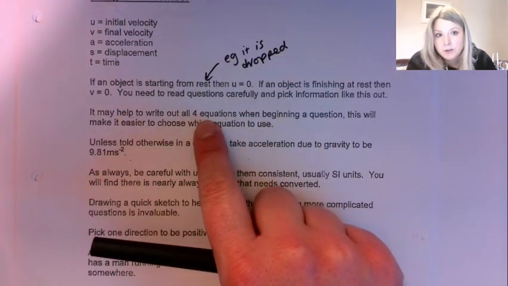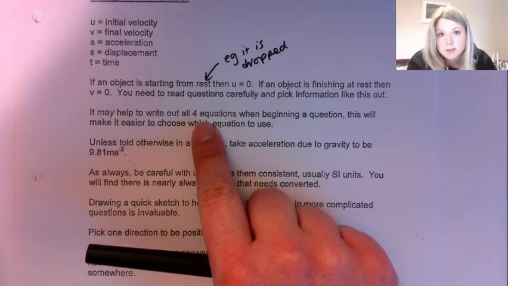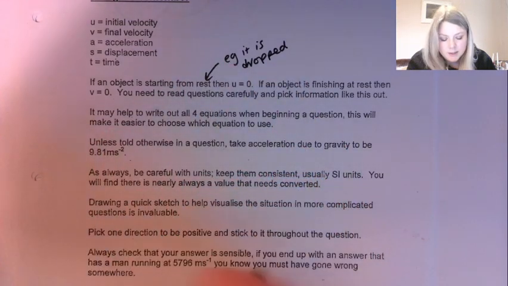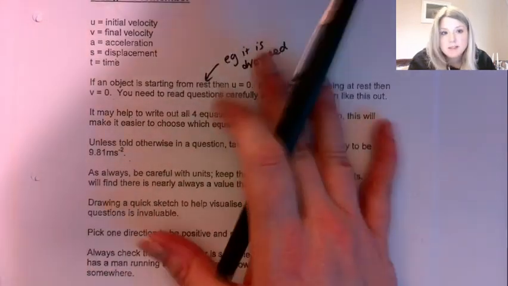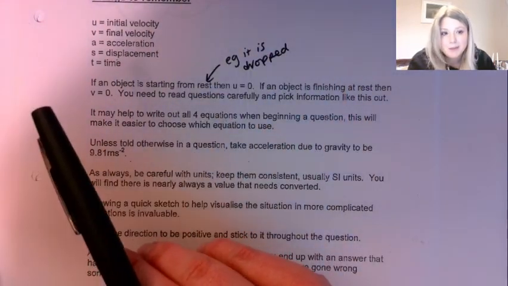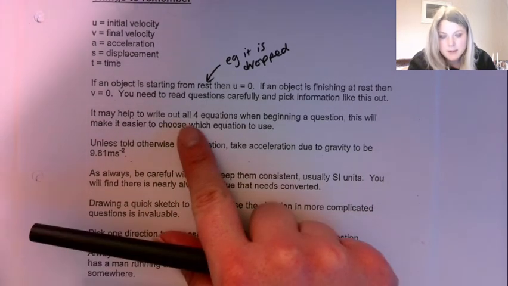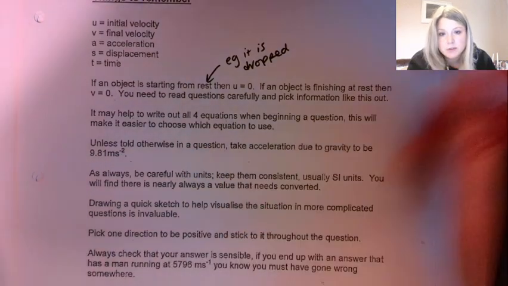Now, if you are doing maths this year, then you will be able to rhyme these equations off the top of your head already. If not, then at the very start, until you get to know them off by heart, write them all out at the start of a question, or even write them all on a post-it and have that beside you, because that will make the process of picking what equation to use an awful lot easier. So it may help to write out all 4 equations when beginning a question. This will make it easier to choose which one to use.